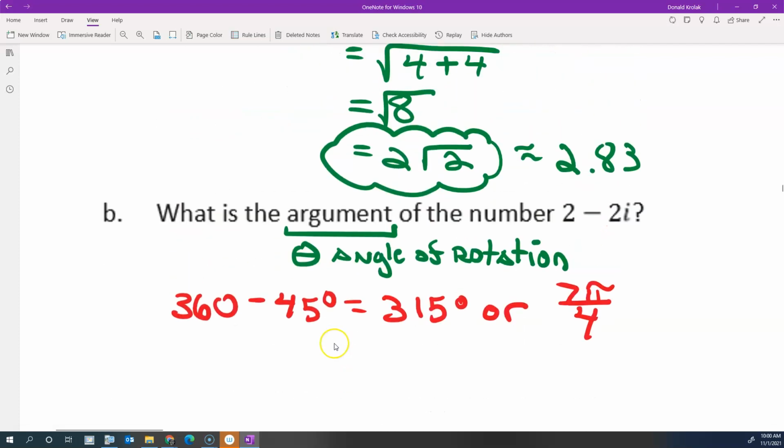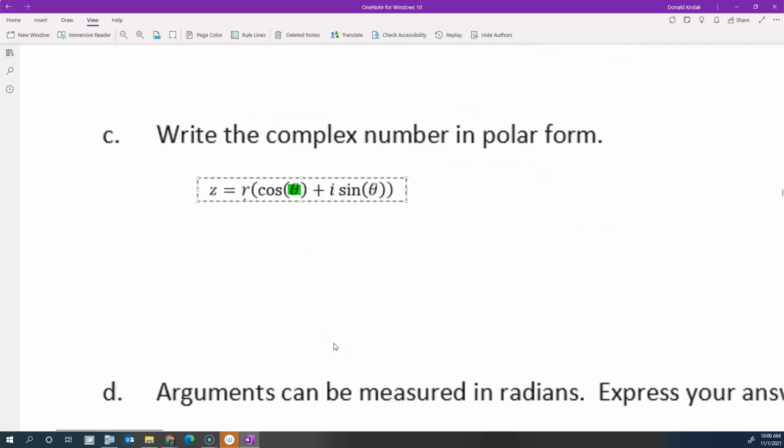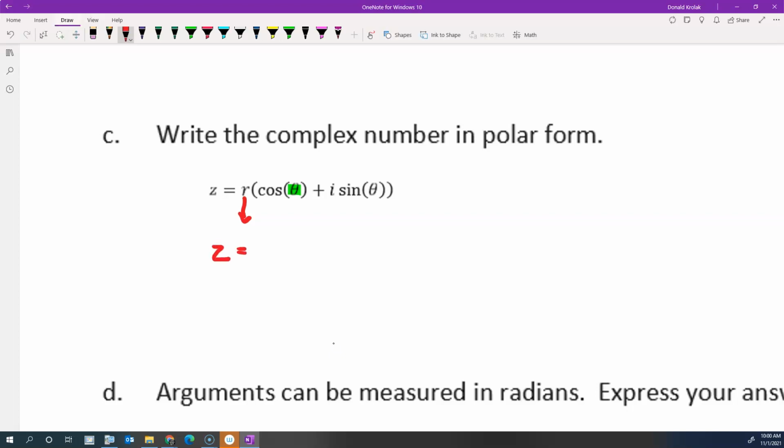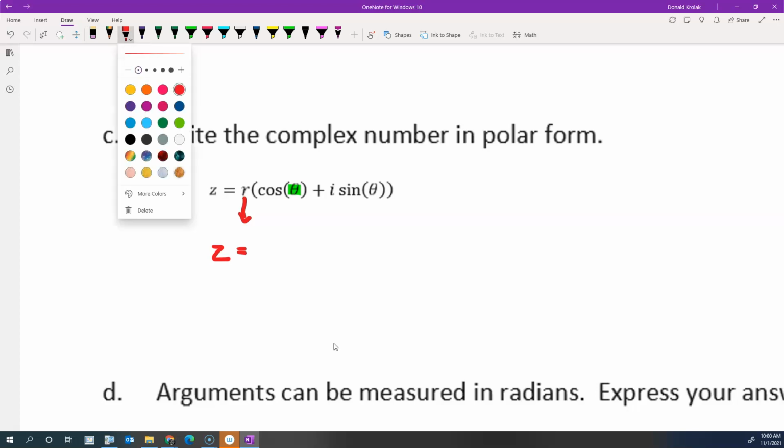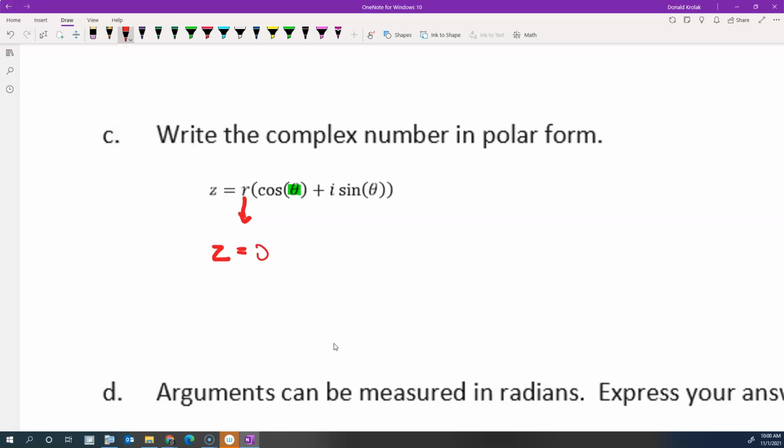Okay, so we know r is 2 root 2, so I drop that in. And I get z equals 2 root 2 cosine 315 degrees plus i sine 315 degrees.